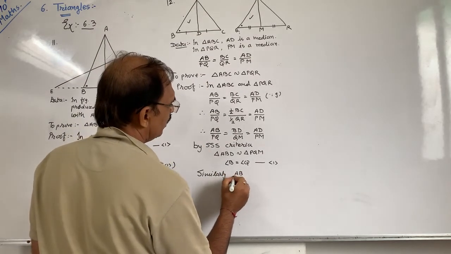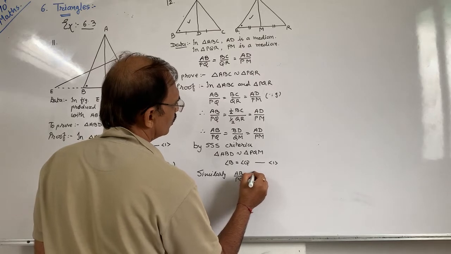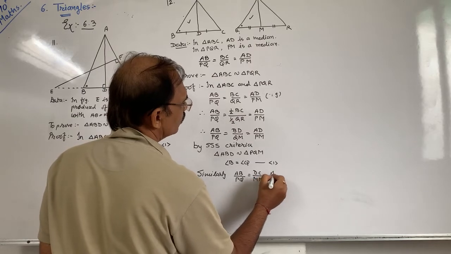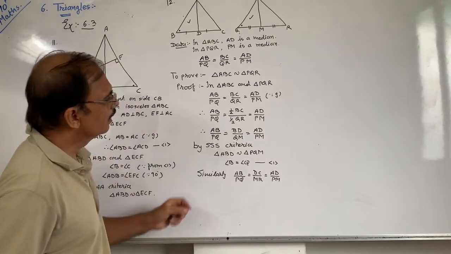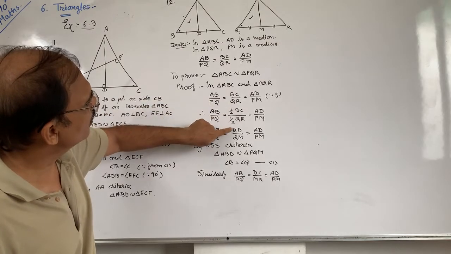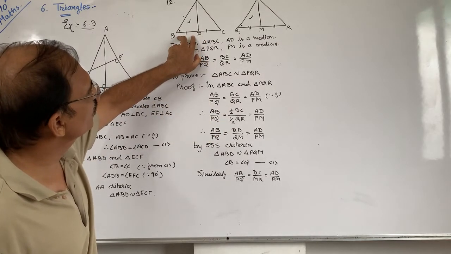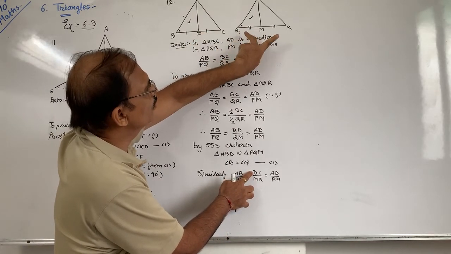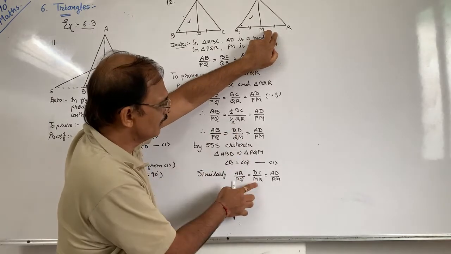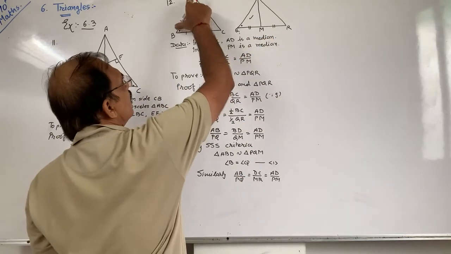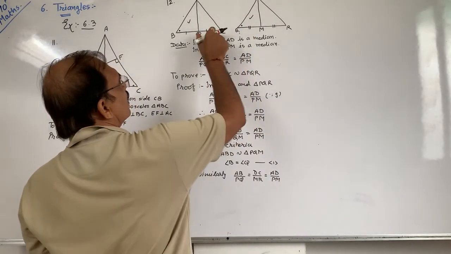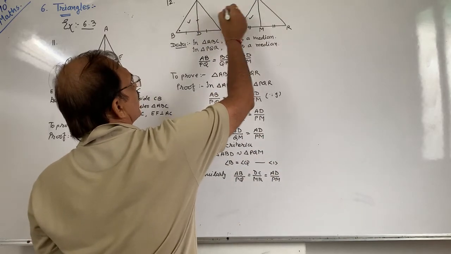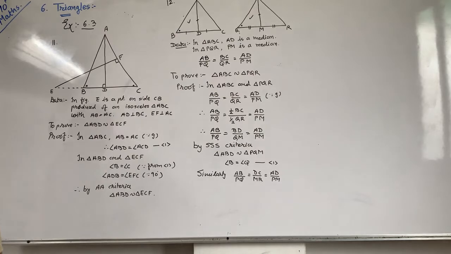So similarly, AB upon PQ equals BD upon... DC upon MR equals AD upon PM. Half BC means BD, and half BC also means DC, so here I take DC. Half QR means QM, and half QR also means MR, so I take MR. So again, AB upon PQ, DC upon MR and AD upon PM: this side and this side are in the same proportion, right?